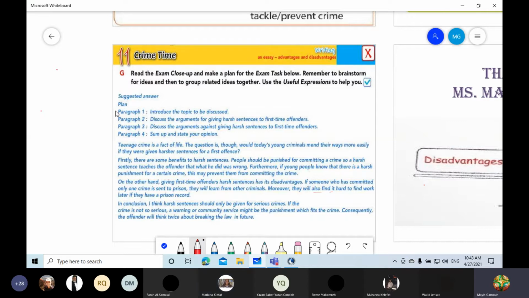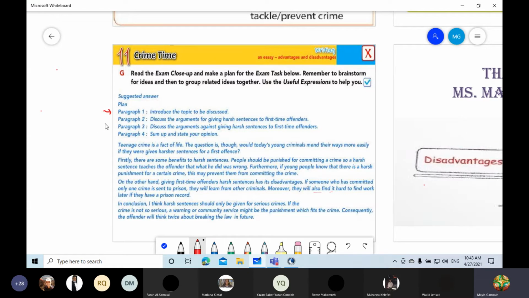Yes. So here in paragraph 1, which is the introduction, what should I do? I should introduce the topic I am going to discuss. So here we should look carefully at the question and the main topic, and then I should introduce it. I should put it in a sentence in order to let the reader know what I am talking about.